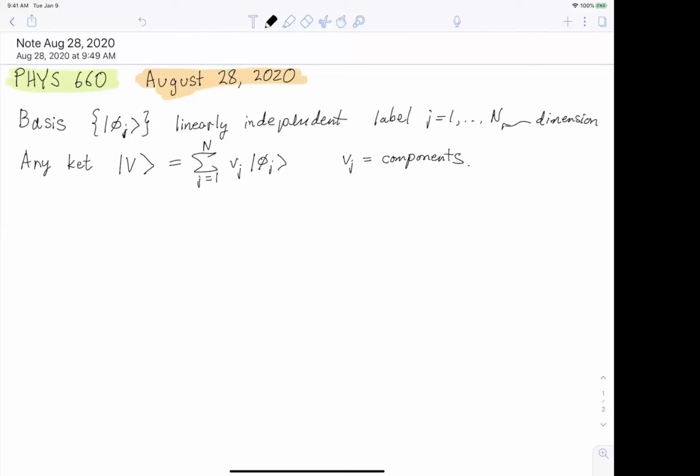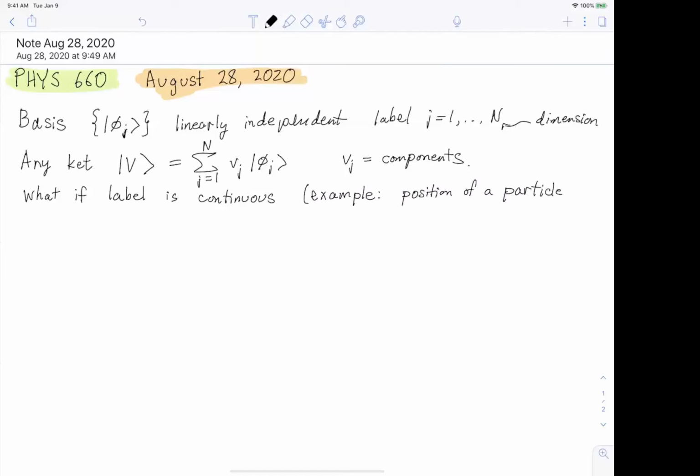Now, one thing that could happen is that instead of the label being a bunch of integers from 1 to n, maybe the label is continuous. So what if the label is continuous? There are lots of examples of this that we will run into. One example could be that the label is the position of a particle. It could also be the momentum of a particle, or the angular momentum of a particle, although that would not be continuous, it turns out.